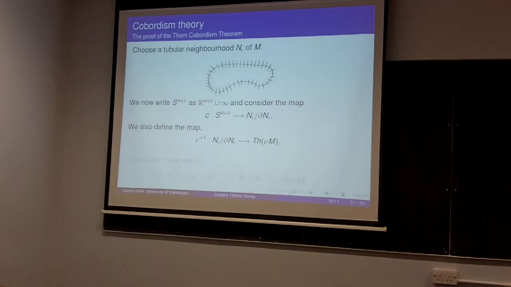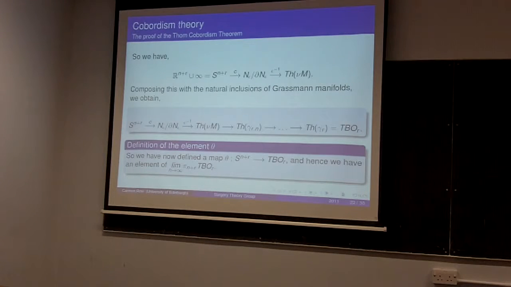So what that second map is doing, this map here, is just a multiplication, rescaling those vectors. And then, if we compare these two maps, the map C, mapping the n plus r dimensional sphere into this, and comparing it with this, then we get this. We get a map from the n plus r dimensional sphere to the Thom space of the normal bundle of M. You see, comparison is important. So now we have our map.